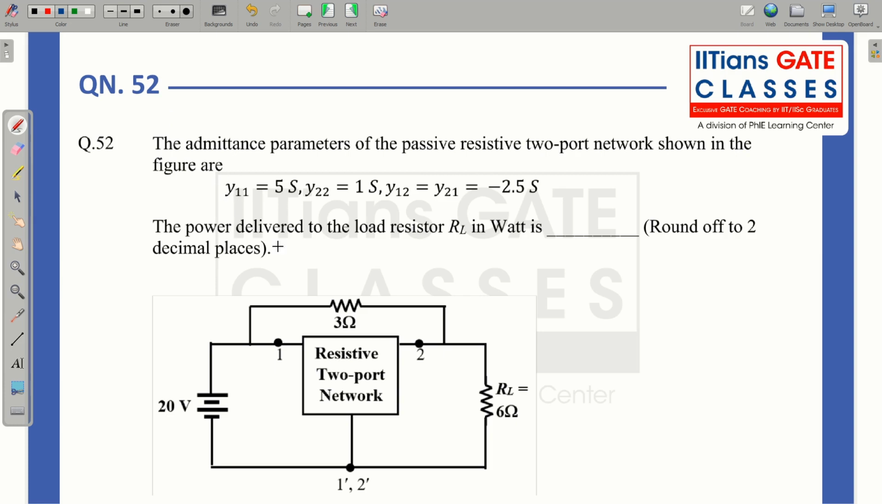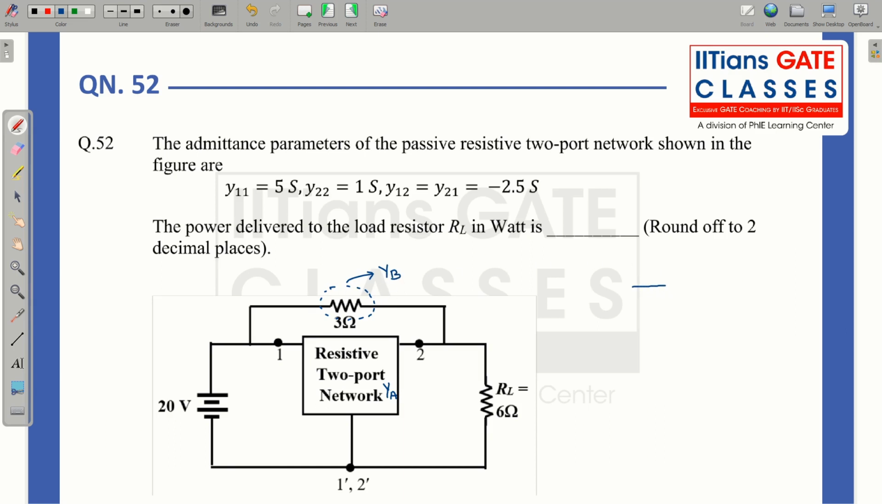is, so this is the Y parameter of this resistive two-port network. The power delivered to the load resistance RL in watt is rounded off to 2 decimal place. So here you can see that there is a single shunt element and this Y parameter. So let this be YA and let us try to find out the Y parameter of this single shunt element.